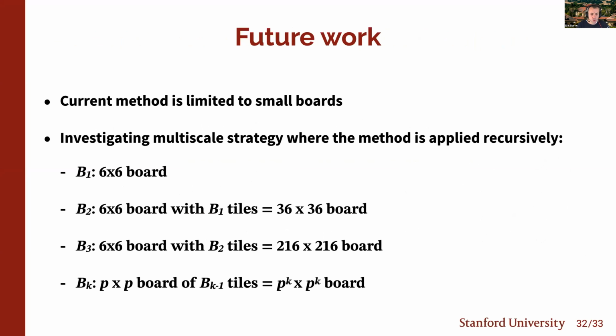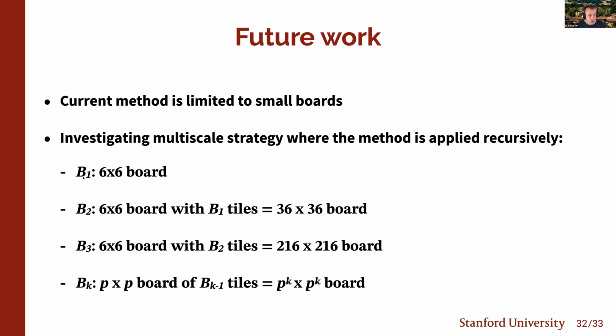So this is just future work, because we went all the way up to 6 by 6. Maybe with more computer power, we could go to larger boards, but clearly there's a limit. So the idea is to apply this strategy in a recursive manner or multi-scale.